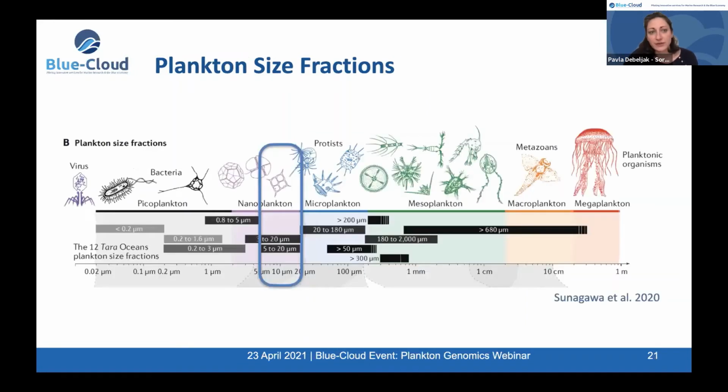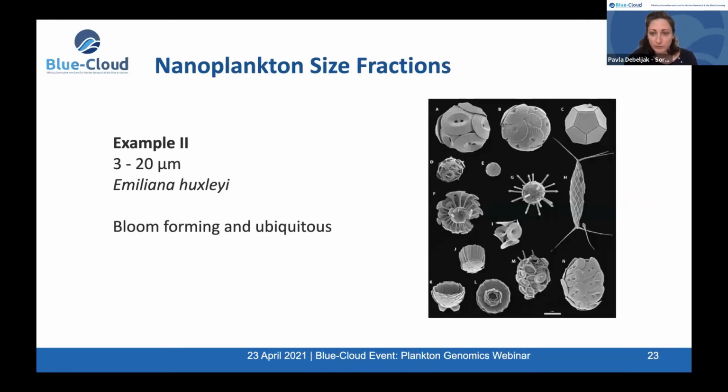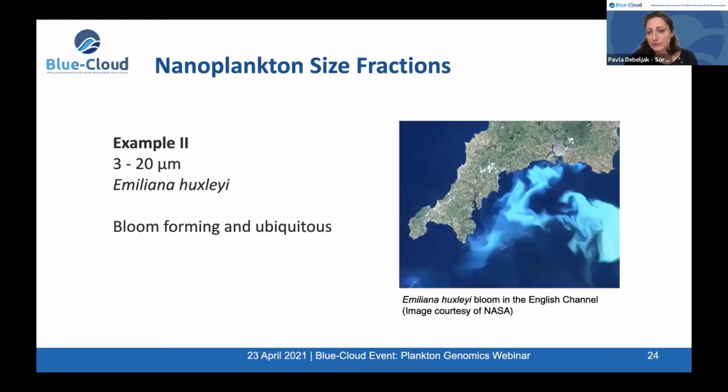For the next size fraction, we look at the nanoplankton from 5 to 20 micrometers. An example would be, as I said before, Emiliania huxleyi, this quite beautiful coccolithophore, which we know has very diverse morphological structures, and is a bloom former, so it's known for these big blooms in the English Channel.